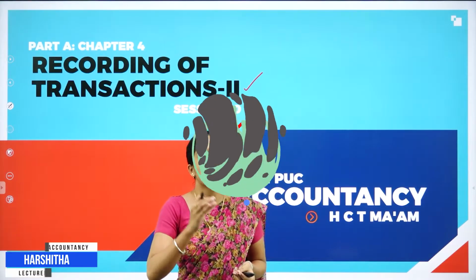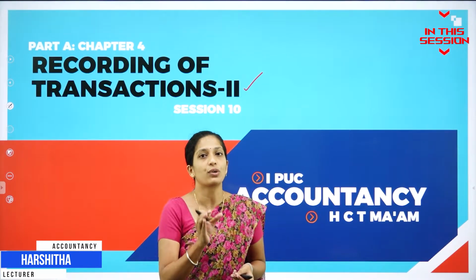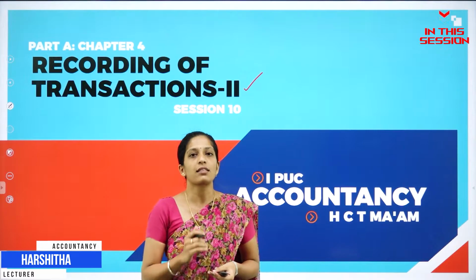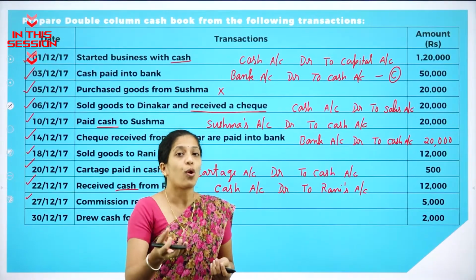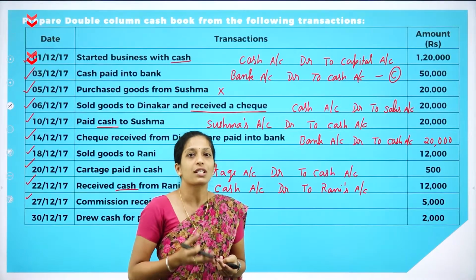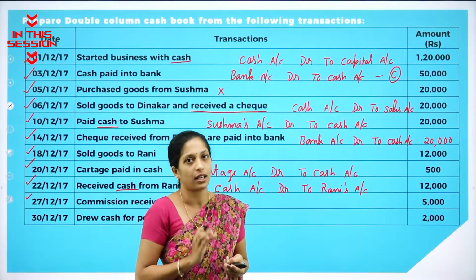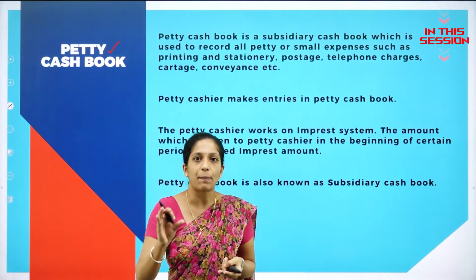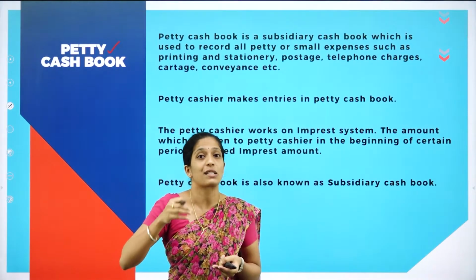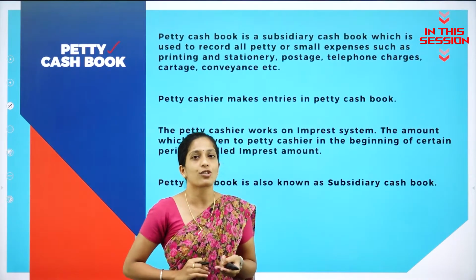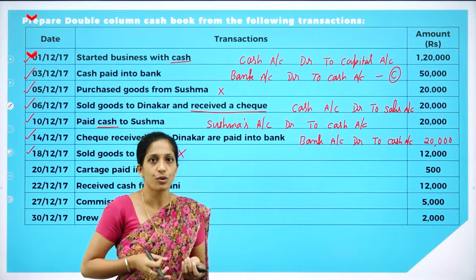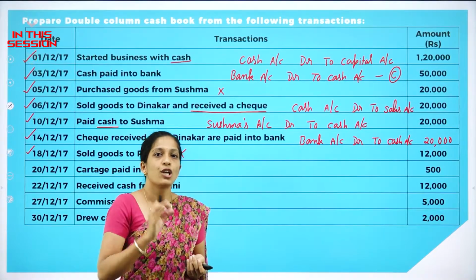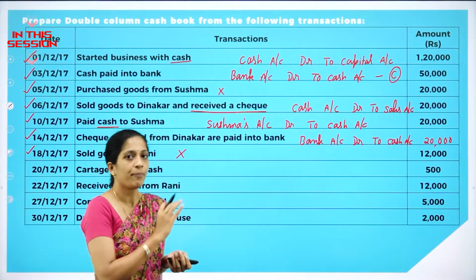So on both receipts as well as payment side, we are having two amount columns. So it is called a double column cash book. When you receive the commission, what are you going to receive? You are going to receive cash in the form of commission. So we are maintaining a separate book in order to record these petty expenses. That is known as what? Petty cash book. Since the goods have been sold on credit basis, we are not going to record it in a double column cash book.